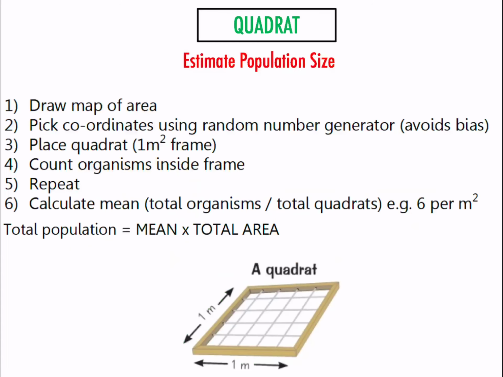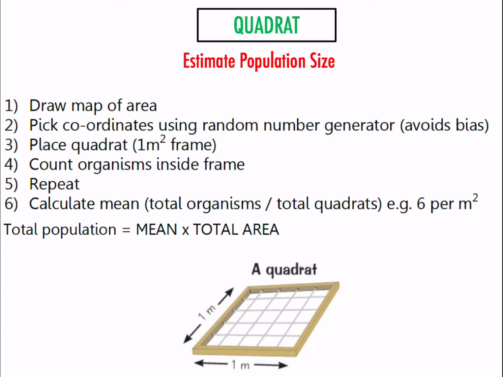Okay, a quadrat is used to estimate a population size. So, for example, if you want to work out the number of daffodils in the park behind your house, you can use a quadrat. This is a quadrat. It's a 1 meter by 1 meter square frame. So how would you explain that? What points would you mention? You would say the following.